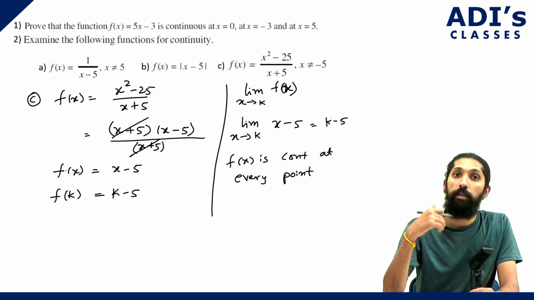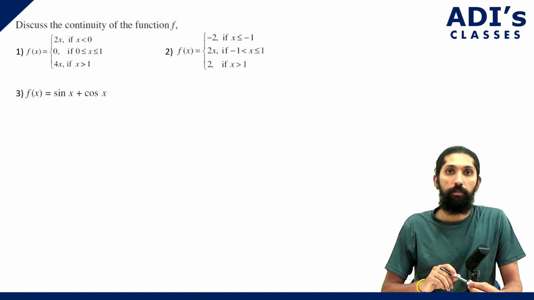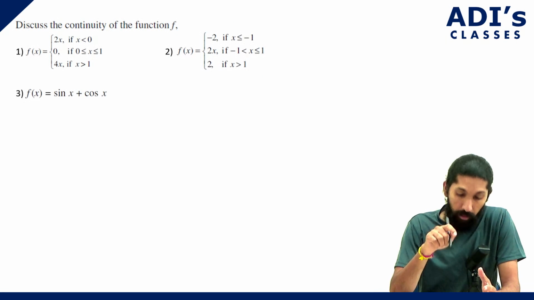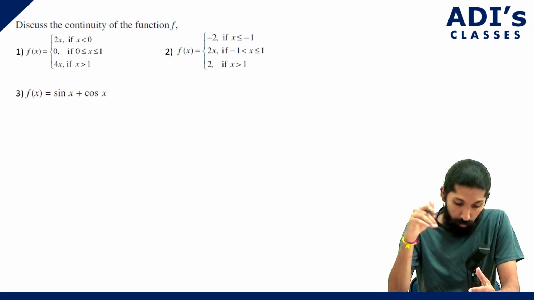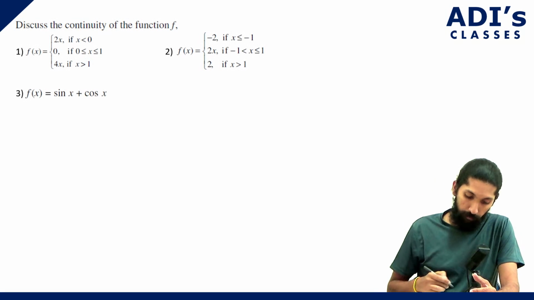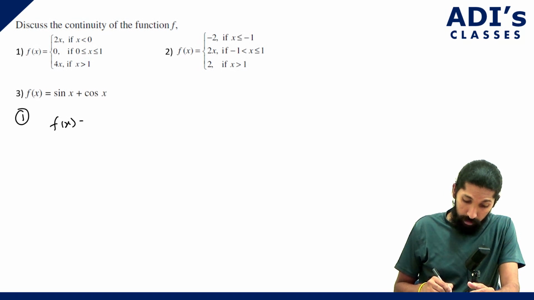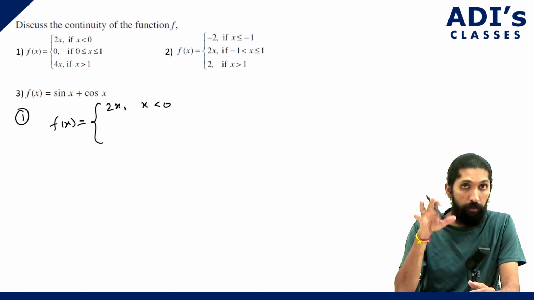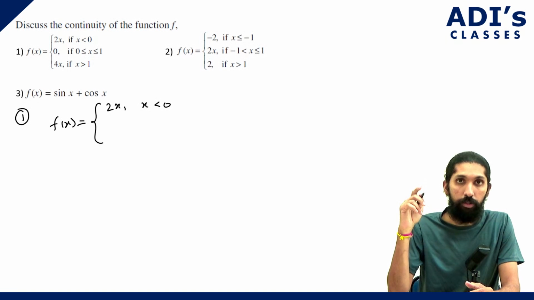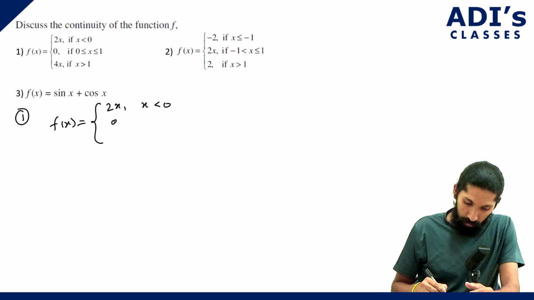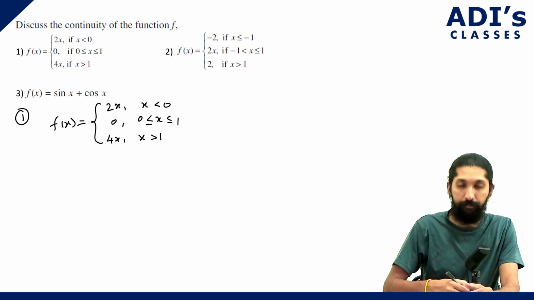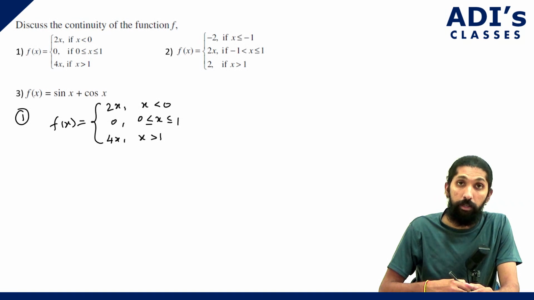Alright, let's do the next problem. See the next one. Discuss the continuity of the function f. Here, 1, 2, 3, there are 3 questions. Look at the first one. See, you have f of x which has 3 functions here. 2x when x is less than 0. So whenever we take the left hand limit, we take this function. Then 0 if x is between 0 to 1. Then 4x if x is greater than 1.